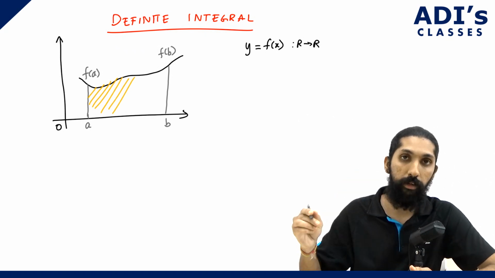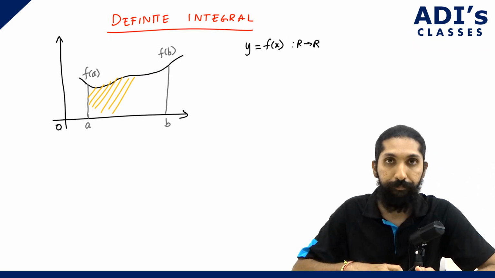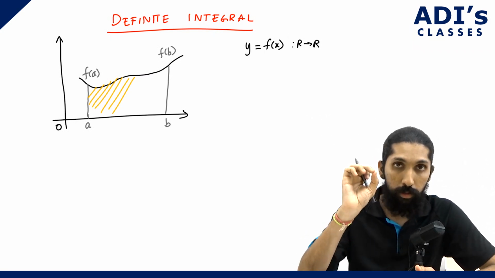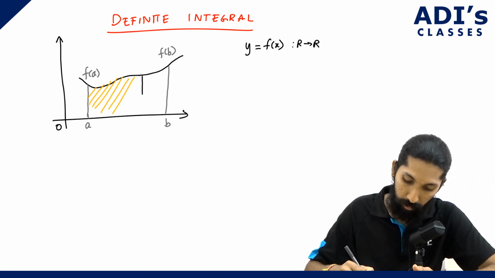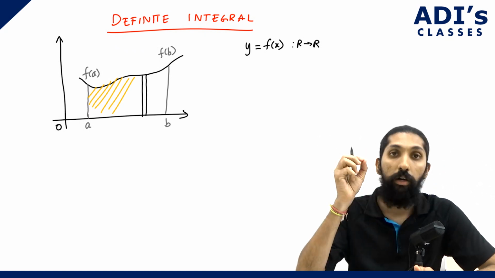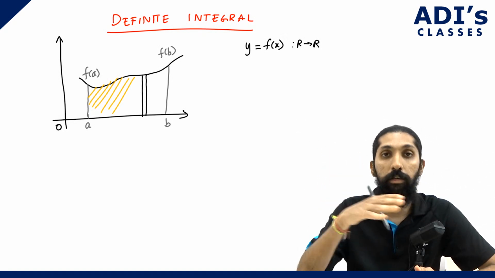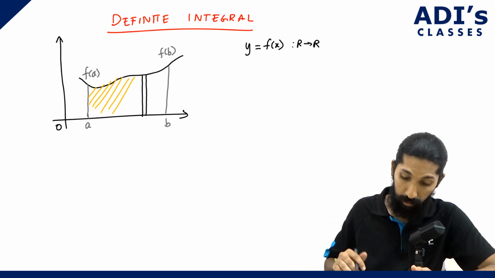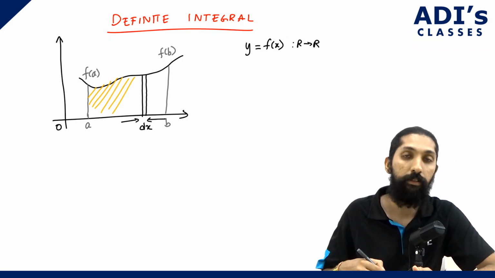Clear? To calculate that area, we are going to take a very simple logic. That is, we are going to take very small strips. Fair enough? If you look at it, this is one, this is one. We have a very small rectangular strip. Because you keep adding those rectangles, you are going to get the entire curve. In this case, this length is dx.